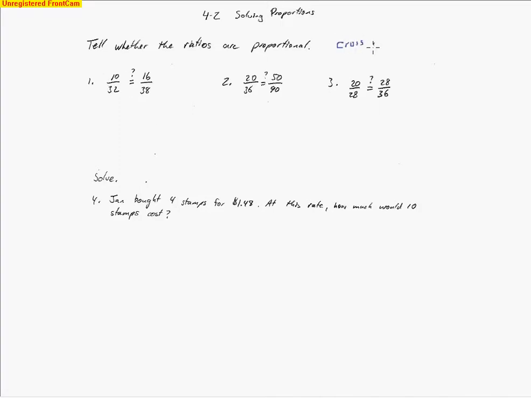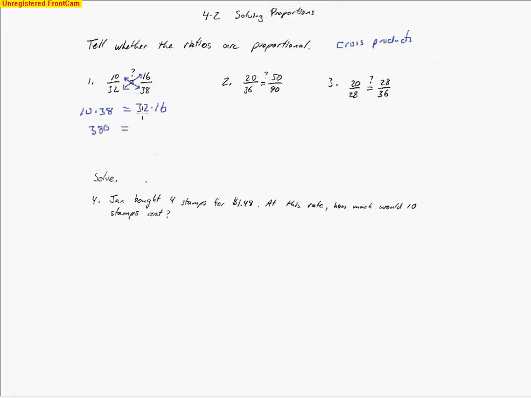Cross products is when we multiply the numbers that are diagonal from one another. So I'm going to multiply the 10 and the 38. So I'll do 10 times 38. Now we can only do this when we have a proportion. And we're going to set it equal to the cross products of 32 and 16. So we multiply out these numbers. 10 times 38 makes 380.